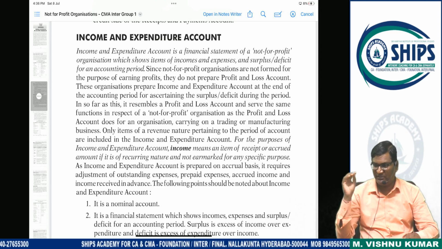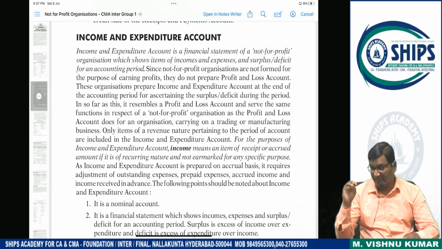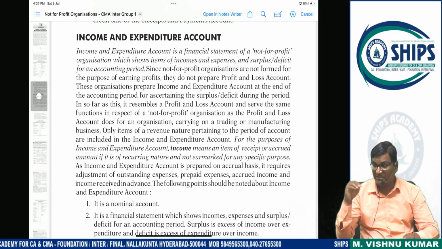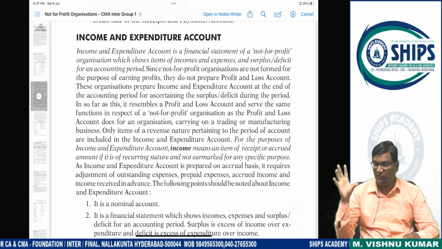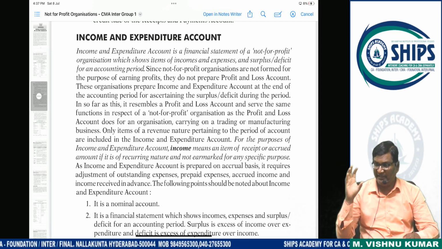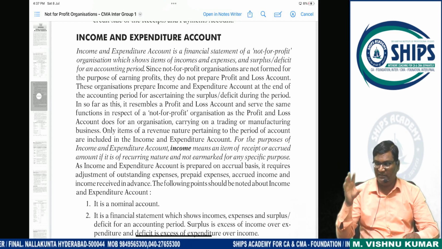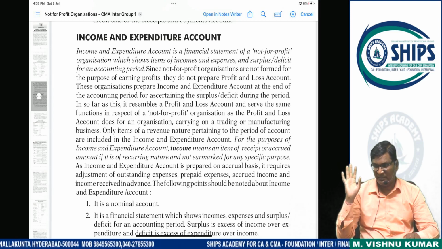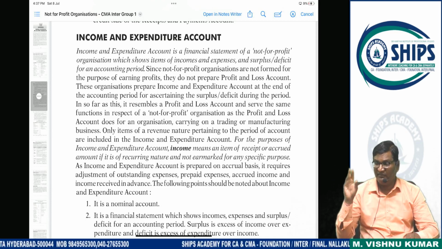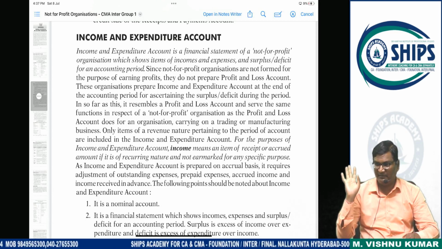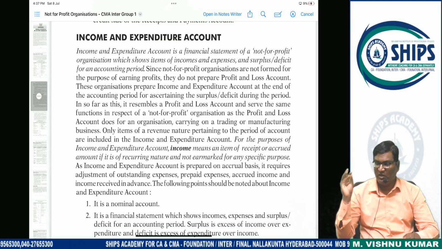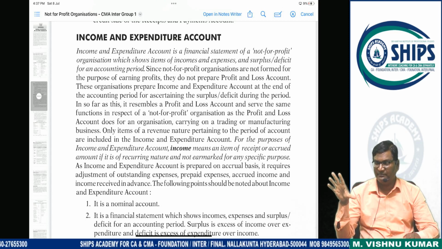While preparing the income and expenditure account, one more point is necessary. That point is that only expenses or income of the current accounting period are required. In current accounting period income, if income related to the previous or next year is included, that will be subtracted. Similarly, in any expense, if any item of the previous year or next year is included, that is also subtracted. So only current year expense or current year income will come here.